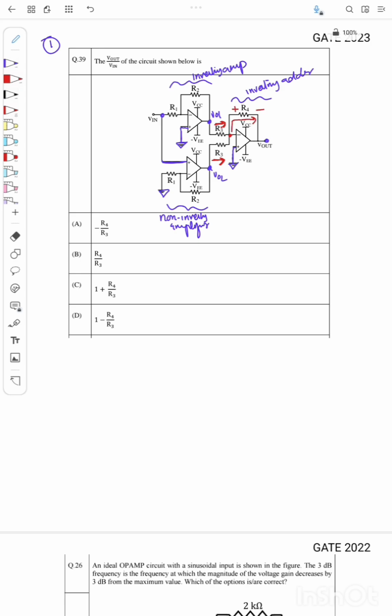So from the circuit, V out will be equal to minus R4, that is the feedback resistance, into the current flowing through R4. So what is this current? The first current is due to V01, that is V01 by R3, plus the second current, which is due to V02, that is V02 by R3. So this will be equal to, I can take R3 outside, right? So it is minus R4 by R3 into V01 plus V02. So this is the V out. I will set this as equation 1.